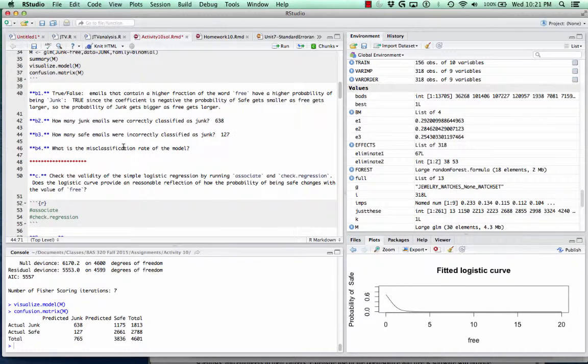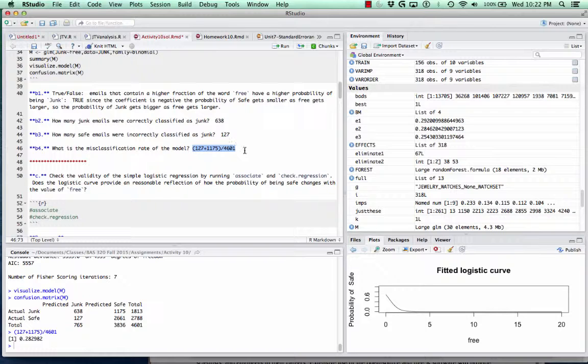Okay, so what's the misclassification rate of the model? Well, that's going to be the fraction of emails that were misclassified. In other words, the total number of errors the model makes divided by the number of observations in the data. So in this case, we have one type of error where in actuality the email is safe, but the model predicted junk. And here we have another error where in actuality the email was junk, but the model predicted safe. So if I add up those two numbers, 127 plus 1,173, and then divide by the total number of emails, that'll give me the fraction that were errors, the fraction that were misclassified, and that is 28.3%.